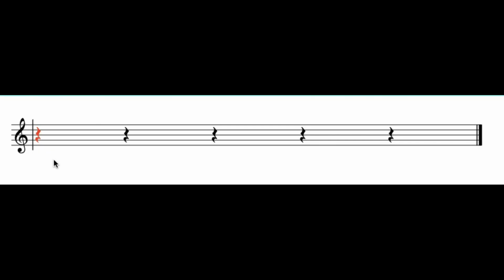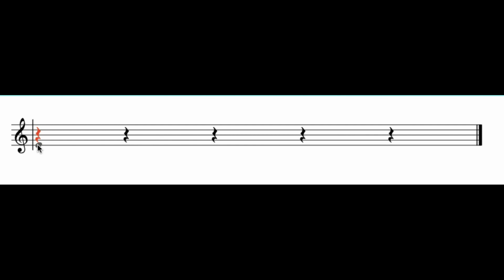I'm going to do a quick demonstration on intervals as well as how to fill out and do the activity on musictheory.net. Let's get started. Alright, let's start with what is an interval? An interval is the distance between two notes.